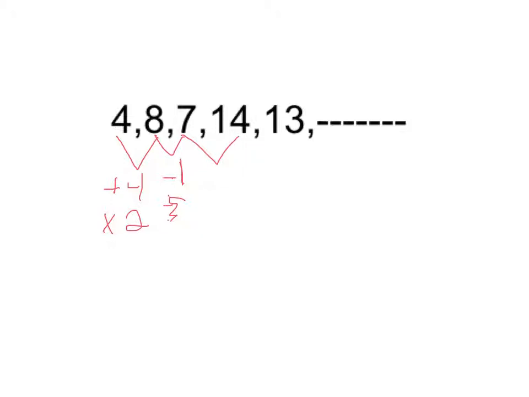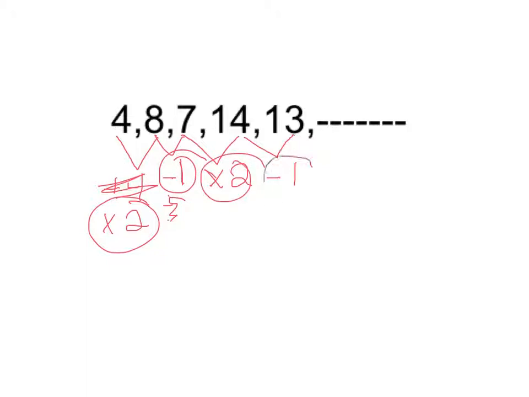Okay, 7 increased to 14. Plus 4 is not going to work. I cannot say 7 plus 4 is 14. 7 times 2 does work. Minus 1 does not work. So let me keep going. 14 to 13 is a decrease, and it is minus 1. So I can cross out my plus 4. I know that it's no longer there. And I have times 2, minus 1, times 2, minus 1.